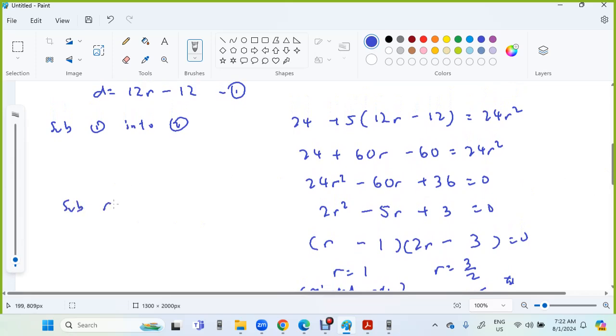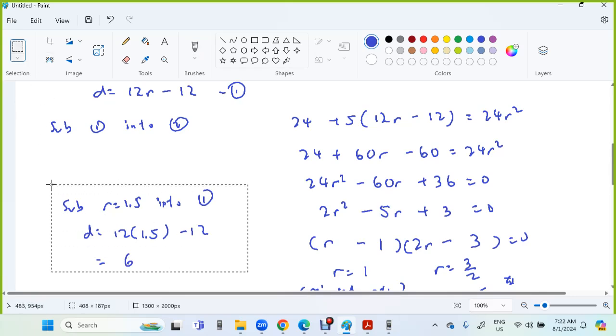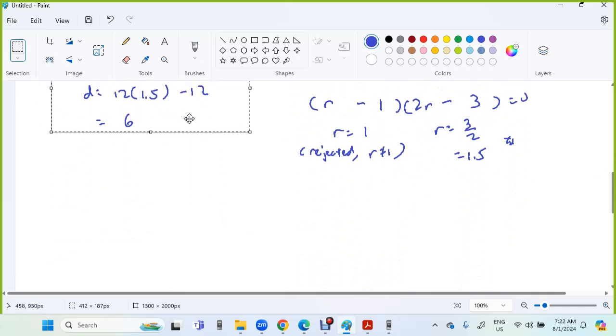Then we sub r equal to 1.5 into equation 1. Then the d is 12 times 1.5 minus 12. Then it is 6. Okay, so we know that the d is 6.